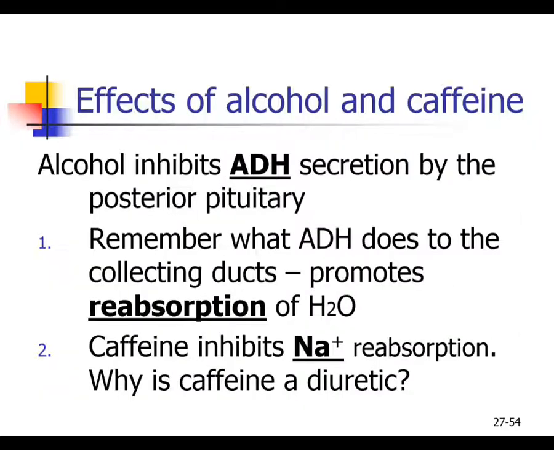Okay, so just really quick. Alcohol and caffeine are both diuretics. They're both going to cause you to urinate. So you drink Diet Coke or Coke, you're going to urinate. Drink alcohol, you're going to urinate. But they do things by different ways.